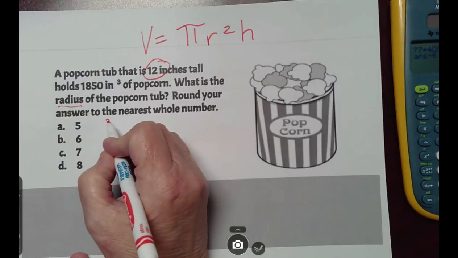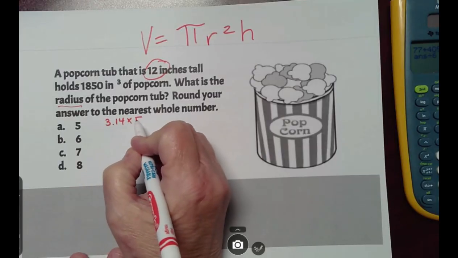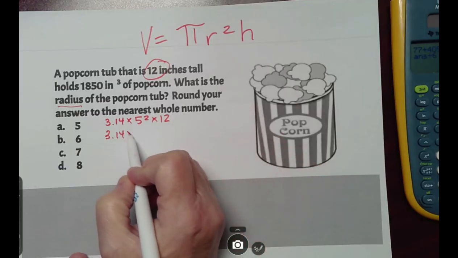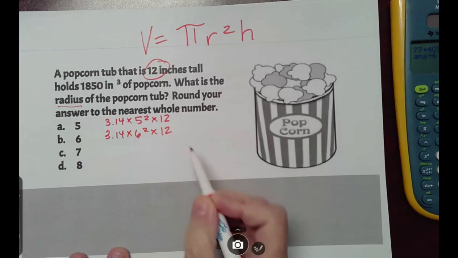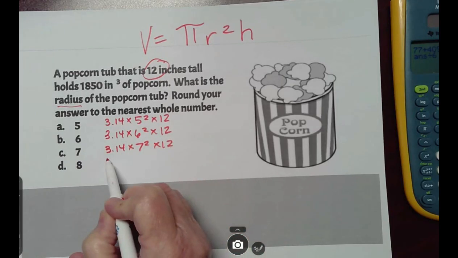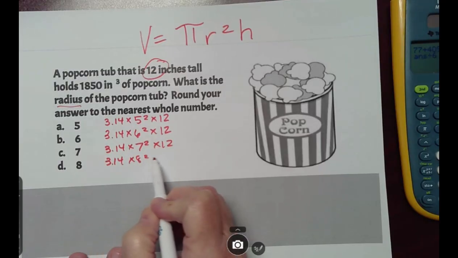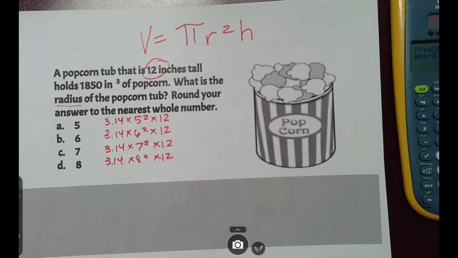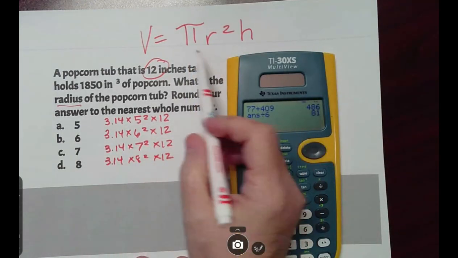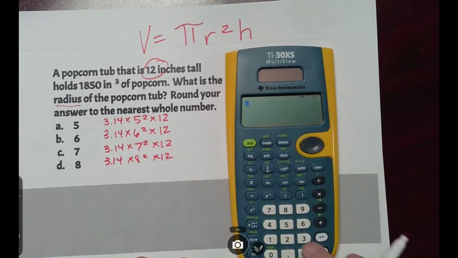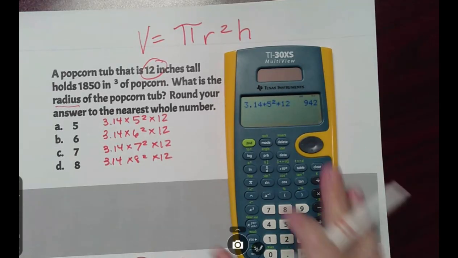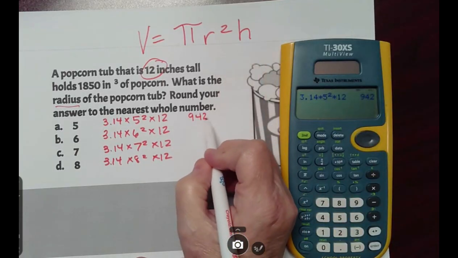On this first one, 3.14 times 5 squared times 12. On this one, 3.14 times 6 squared times 12. 3.14 times 7 squared times 12. And 3.14 times 8 squared times 12. Now, we might not have to enter all 4 of them because we might find the answer early. But that's taking each of these answers and putting them in the formula. Now we're going to put them in our calculator. 3.14 times 5 squared times 12. I got 942. That's not very close at all.